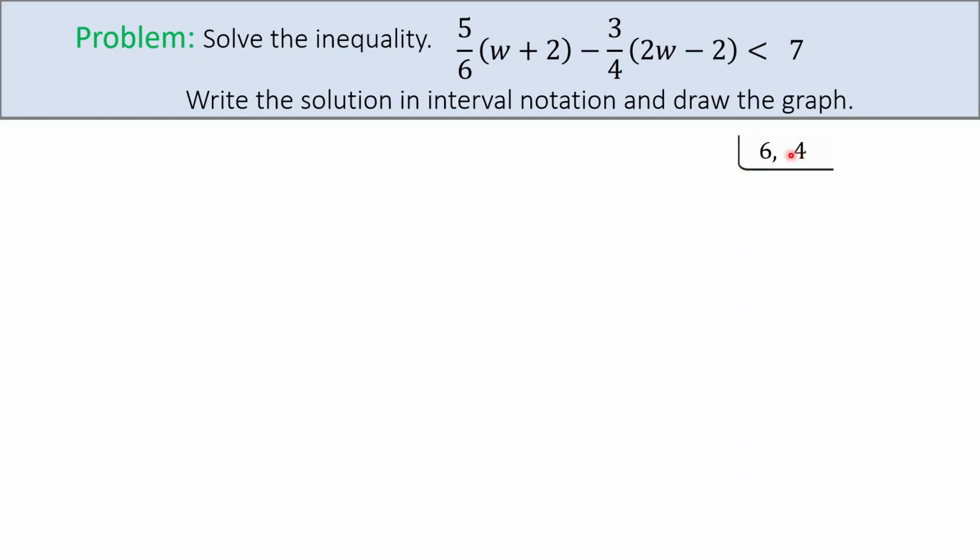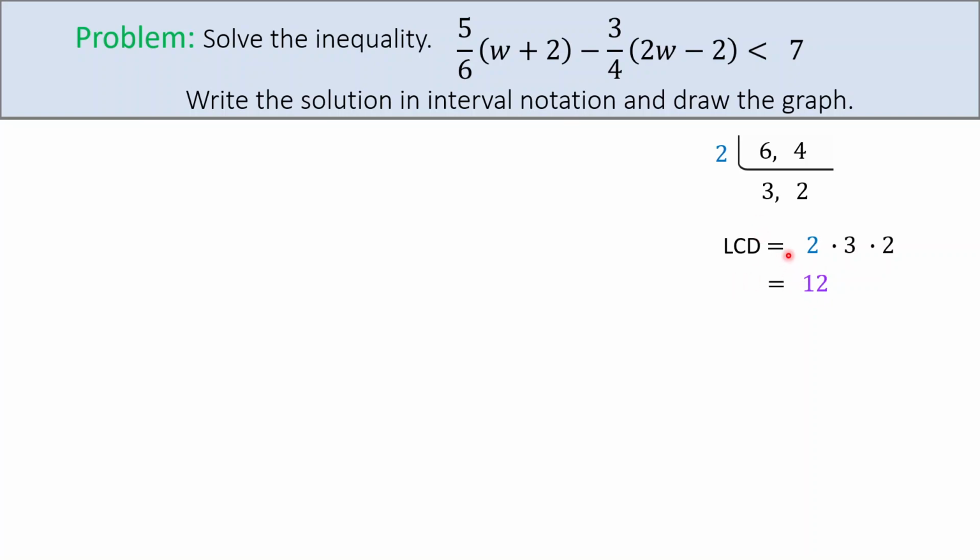6 and 4 both can be divided by 2. 6 divided by 2 is 3. 4 divided by 2 is 2. Now you cannot find a number that can divide both these numbers. So now the least common denominator is you multiply these numbers: 2 times 3 times 2. This is equal to 12.